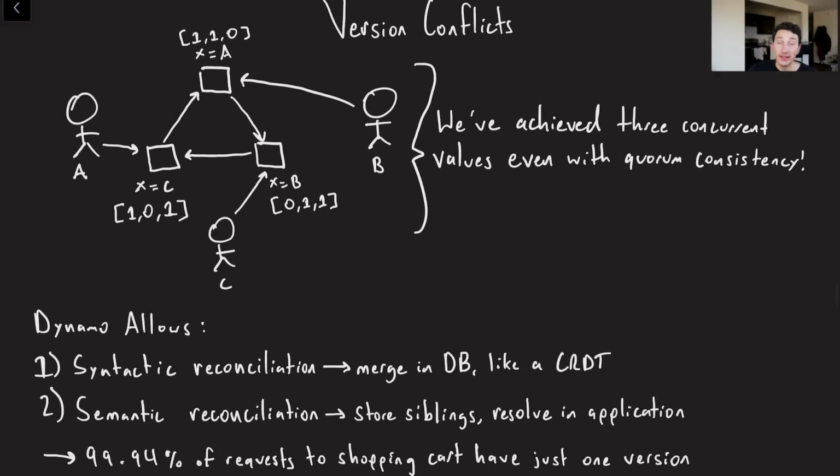Another thing that I want to talk about a little bit is version conflicts. So at least to my knowledge, or when I had looked it up before, I actually only thought that Cassandra was feasible with last write wins. And it's possible that it is. I actually have to look into this after I finish making this video.